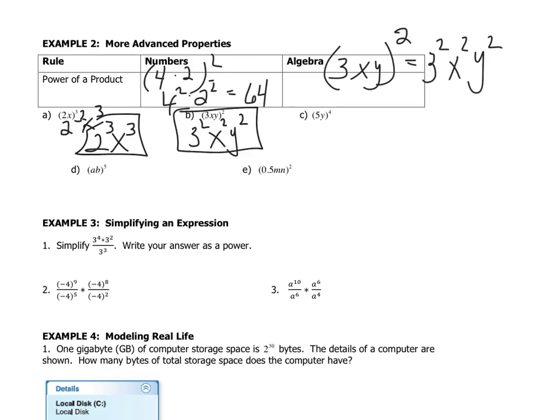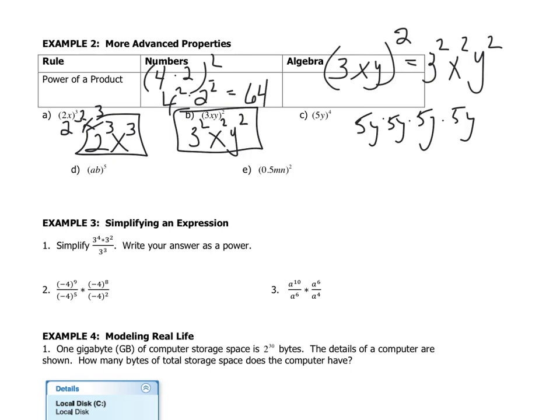So I did show you how these all expanded out. So let's think about 5y to the fourth. Looks like 5y times 5y times 5y times 5y. That's what 5y to the fourth would look like. So that kind of shows you where these 4 5's come and where these 4 y's come in.